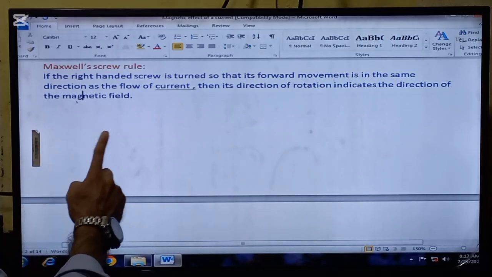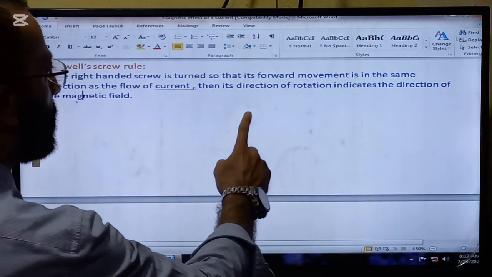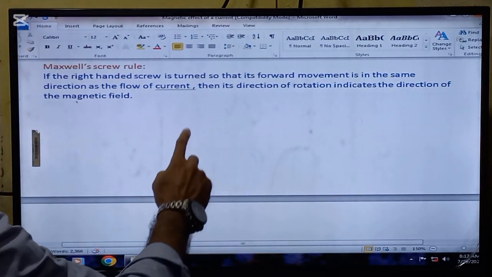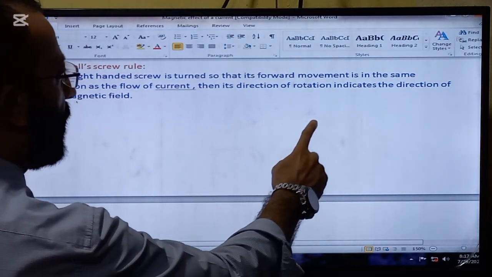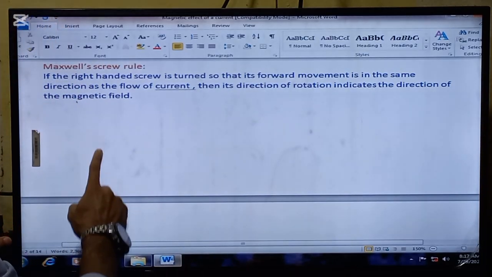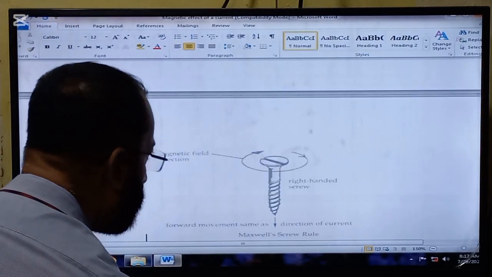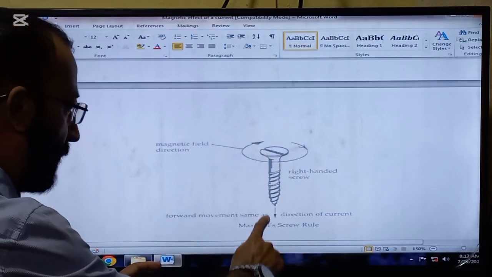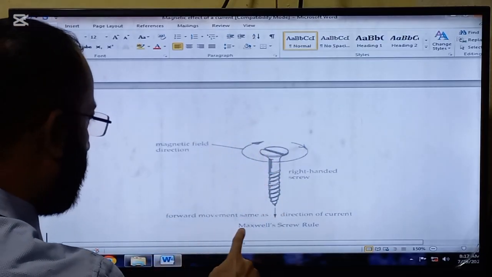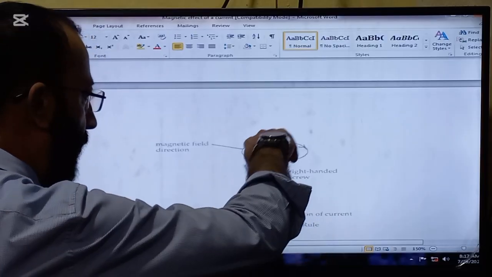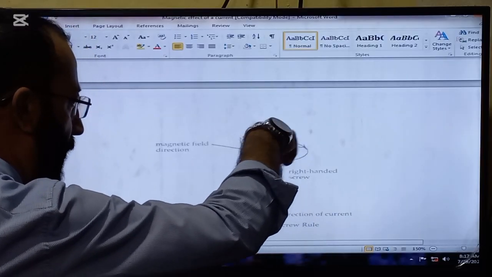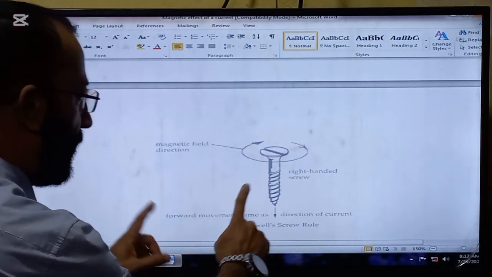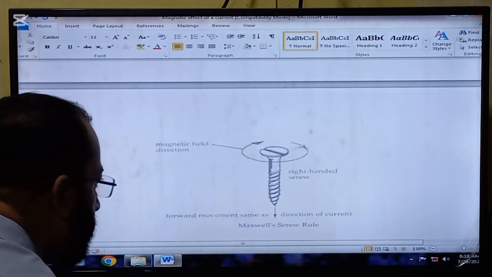If the right-handed screw is turned so that its forward movement is in the same direction as the flow of the current, then the direction of the rotation indicates the direction of the magnetic field. So look now, if a right-handed screw is tightened in the direction of the current, forward movement same as the direction of the current, then the direction of the rotation will be in the same direction as the magnetic field. So this is Maxwell's screw rule.